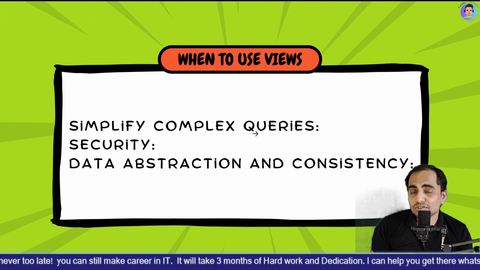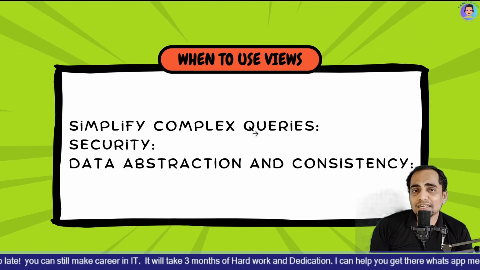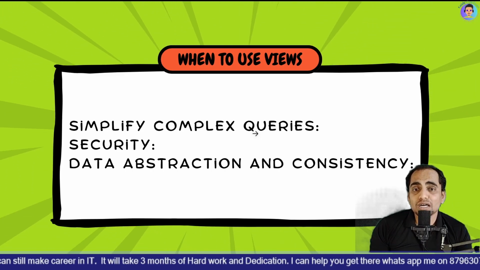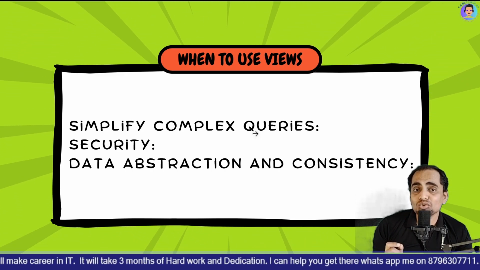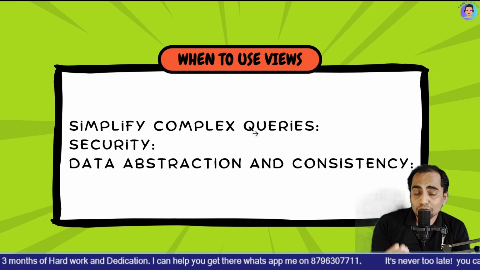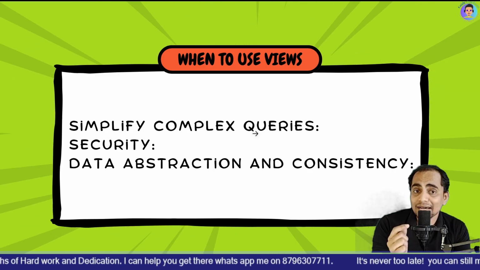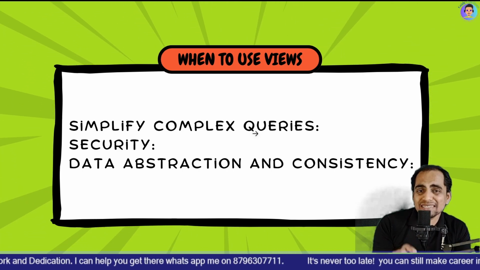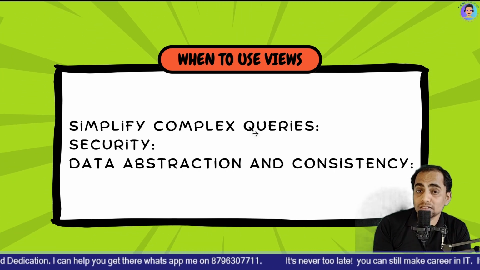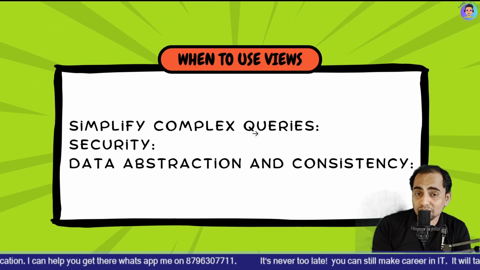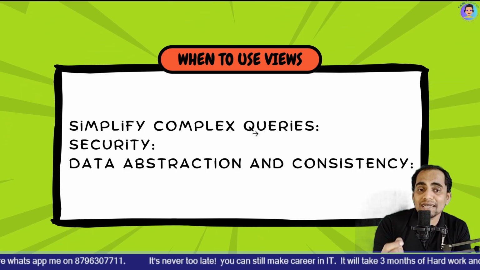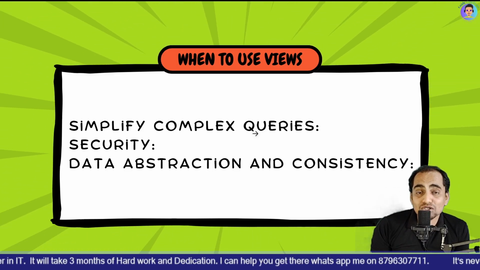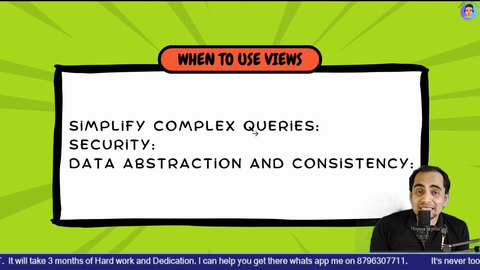Okay, now let's talk about security. You can grant users access to specific columns or rows through a view without giving them direct access to the underlying sensitive tables. For example, you might want to allow HR to see employee names and department information, but restrict access to salary details, which reside in the employee table. You could create a view that excludes the salary column. So this is how a view can help us secure sensitive information.